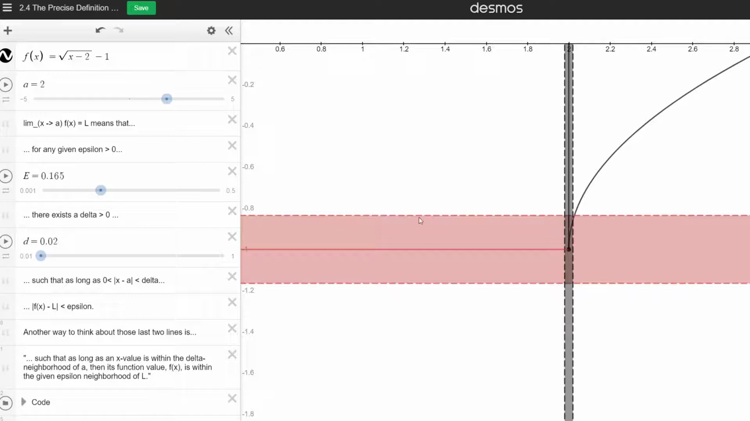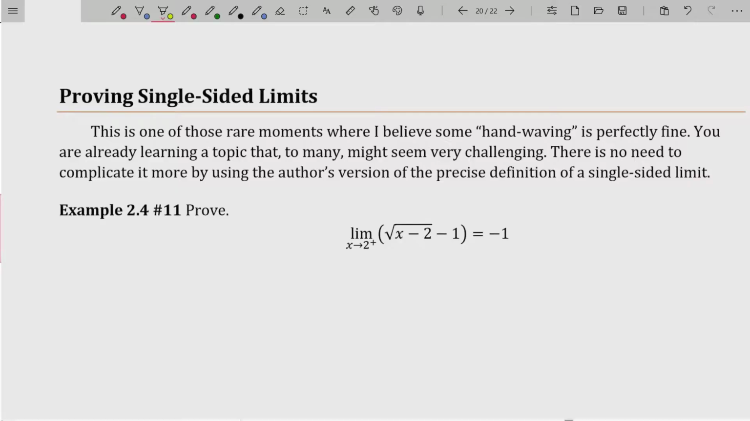However, again, I don't want to overcomplicate what's already complicated for a lot of students. Instead, I'll just say, listen, you've already gone through a big war here. I'll give you a win on this one. And what does that mean in this case? It just means that you'll prove this just like it were a regular epsilon delta proof.